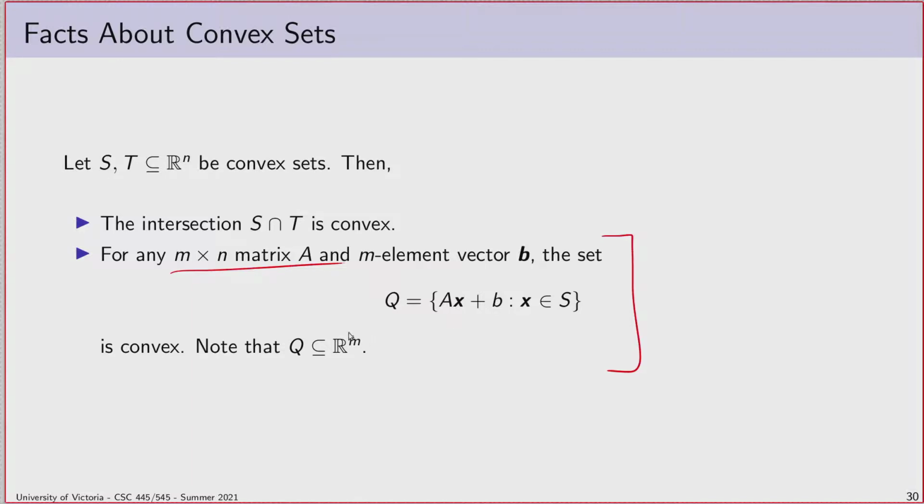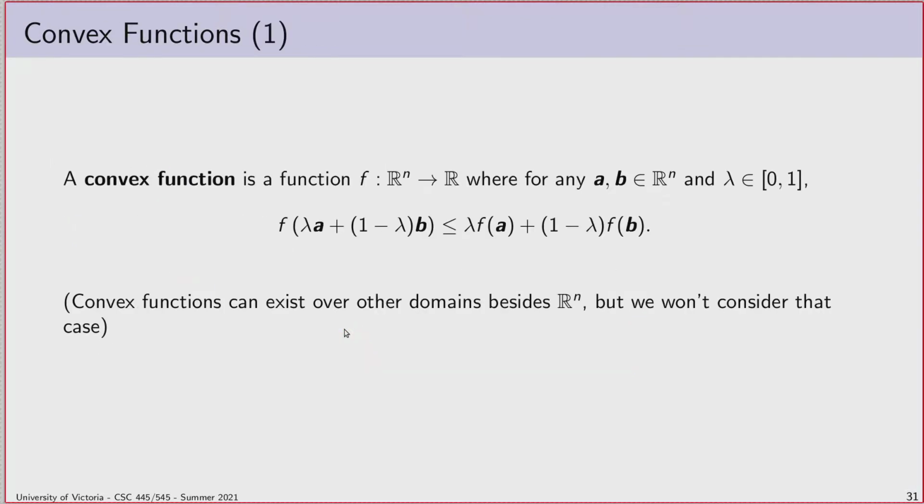Now, it's worth noting that unlike many of the examples we've been working with, the dimension of each point in Q could be different because I've applied some linear transformation. So it turns out S is in Rn. Q is actually a subset of Rm, where m could be larger or smaller than n, just because of the matrix multiplication that I've applied there. Okay, so that's a convex set.